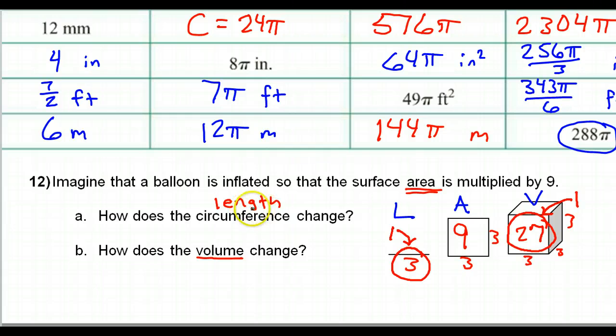Well, the circumference is just the length, and the lengths were multiplied by 3. So multiplied by 3. How does the volume change? The volume was multiplied by 27.